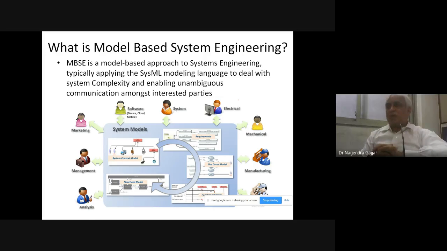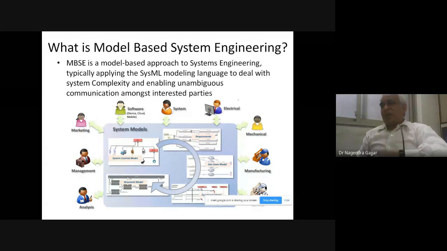It's model-based systems engineering. So it's a model-based approach to systems engineering, typically using a modeling language. In computer science, for the object-oriented programming mechanism, we call it UML, Unified Modeling Language. But for system purposes, the same kind of modeling language is called SysML. So those who are interested in more detail, you can explore this.